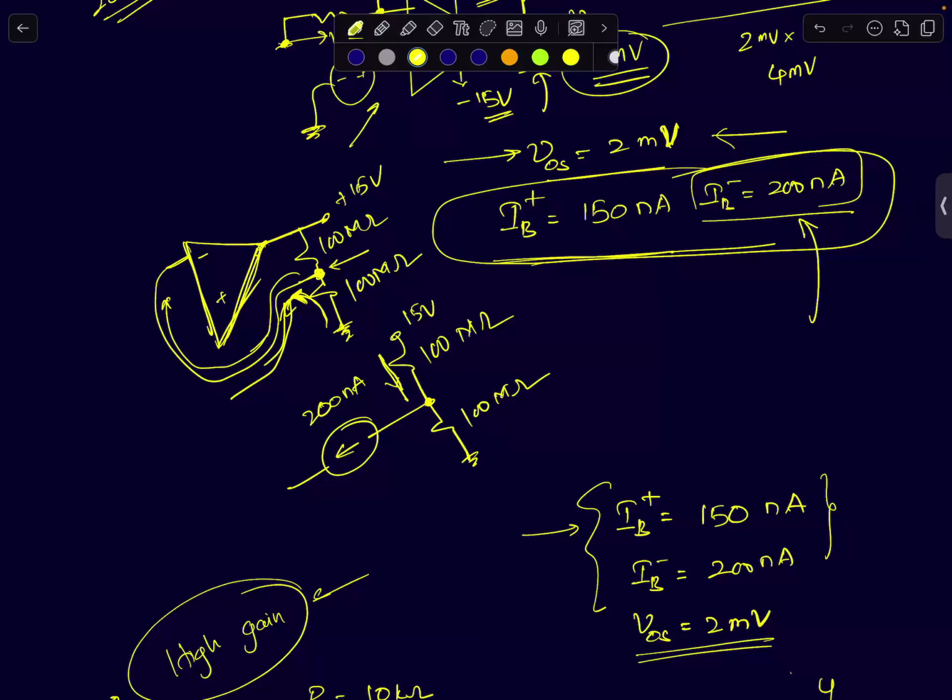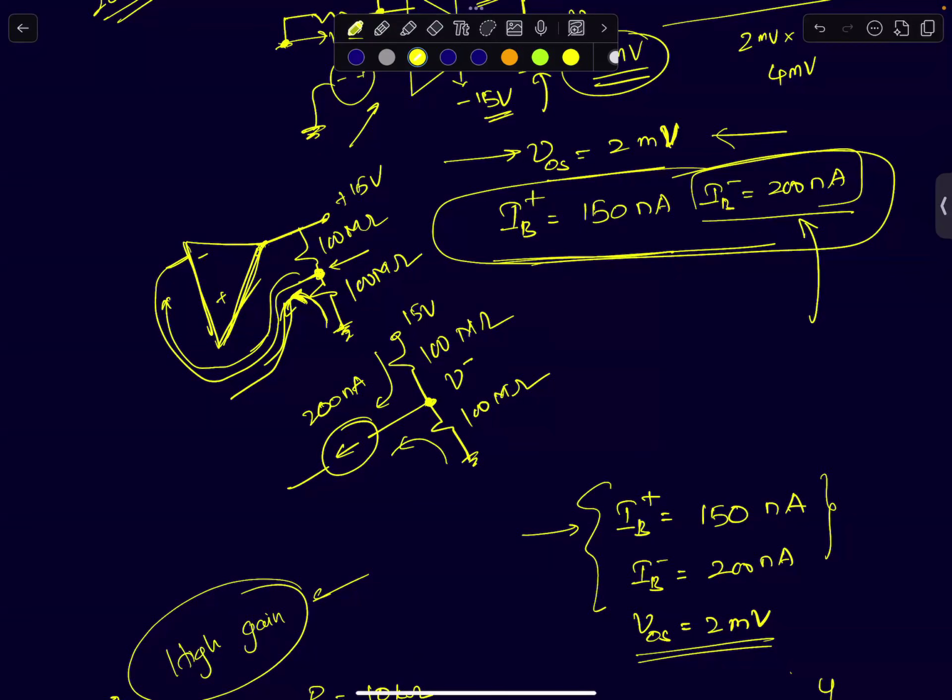If the op-amp is supplying 200 nanoamperes, this node, it may not come to that. You'll have to apply KCL and figure it out. Maybe the op-amp is supplying a lower current. It need not supply higher current. All I'm saying is that this node voltage will come to a value such that these two currents balance. You can quickly analyze what it will come to.